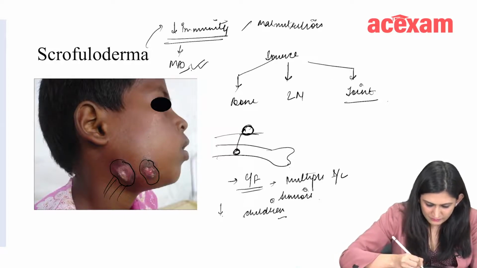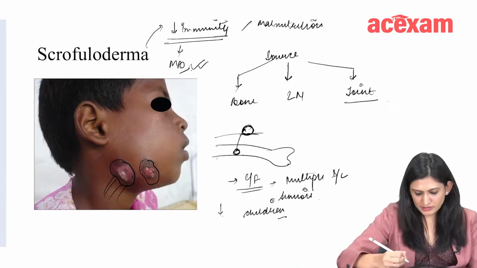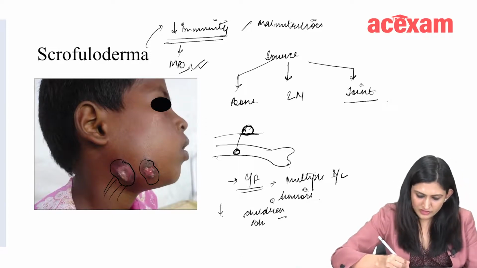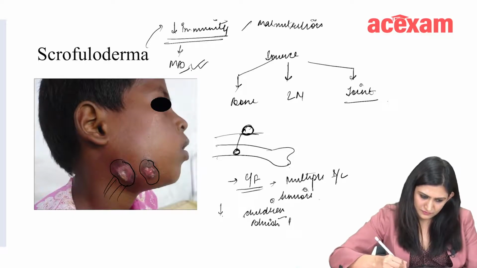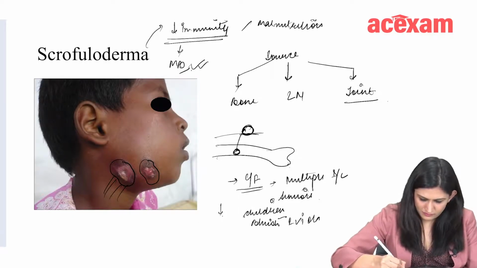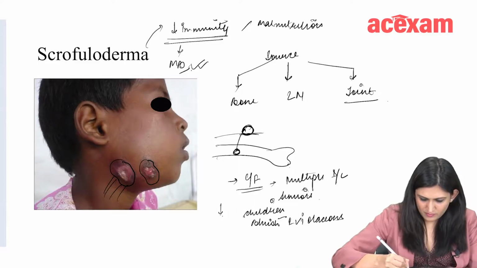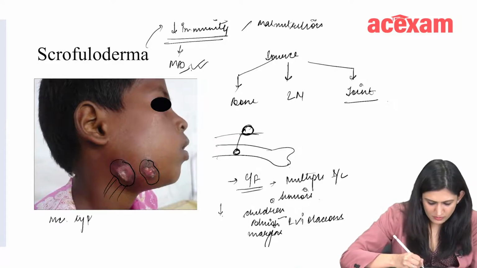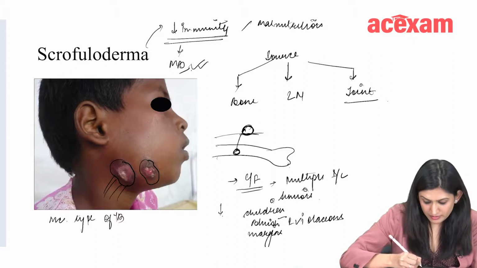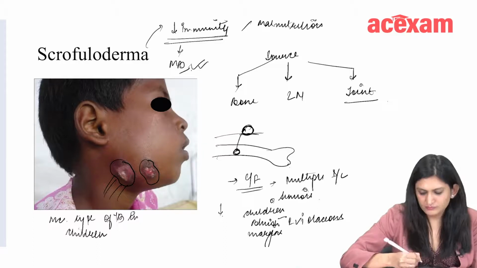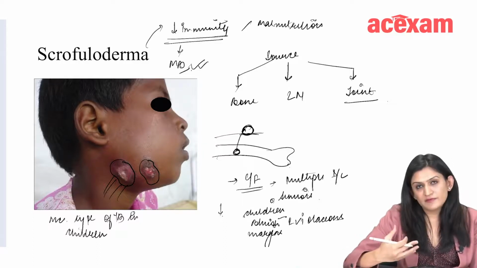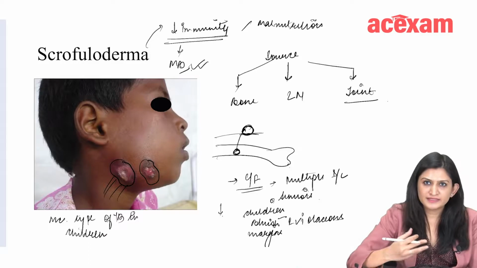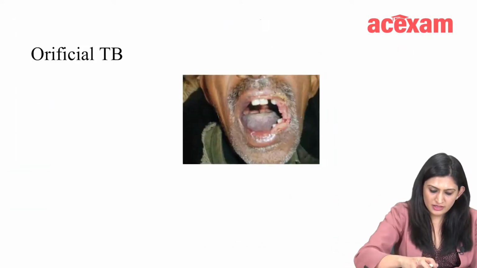When these sinuses are present on the skin, they are surrounded by bluish or violaceous margins. It is the most common type of TB in children in India, because children have low immunity. And when they are affected with malnutrition, this whole process accelerates and this condition occurs.